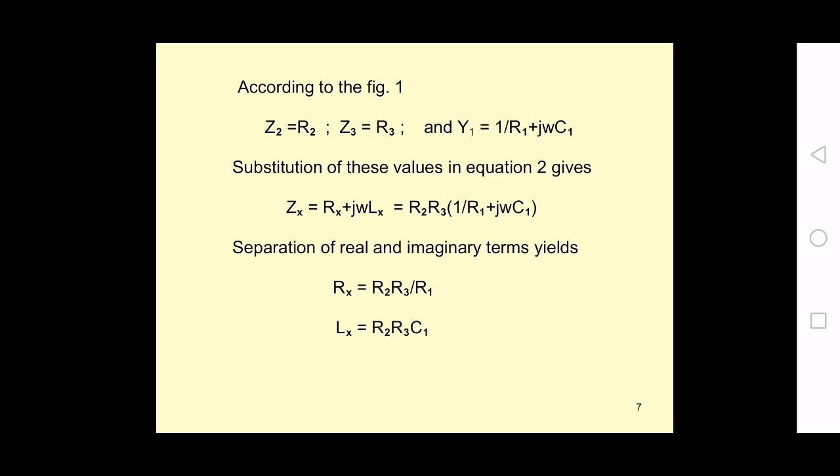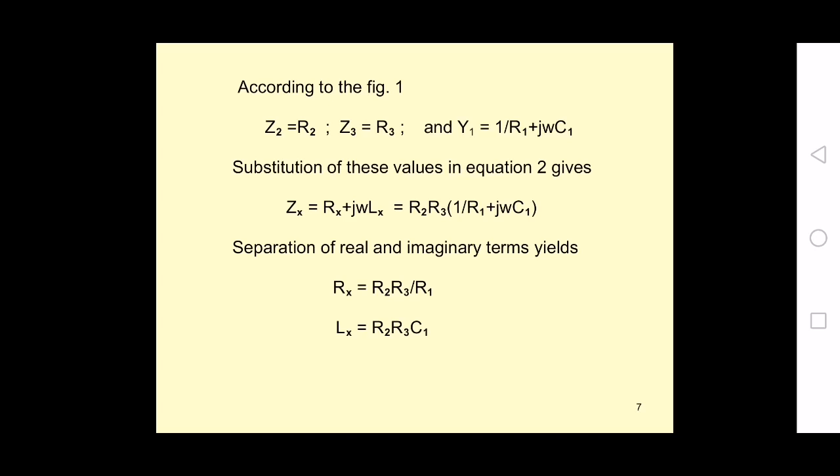Then E and E get cancelled. So you get Z1 by Z1 plus Z3 equal to Z2 by Z2 plus ZX. Then by simple mathematical calculations, you can have Z1 ZX equal to Z2 Z3, from which you can say that ZX equals Z2 Z3 by Z1, or Z2 Z3 into Y1.